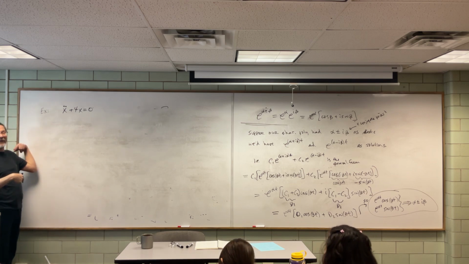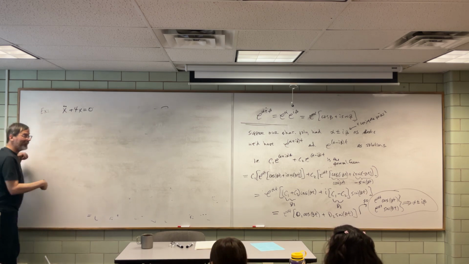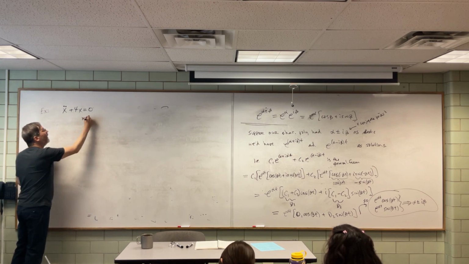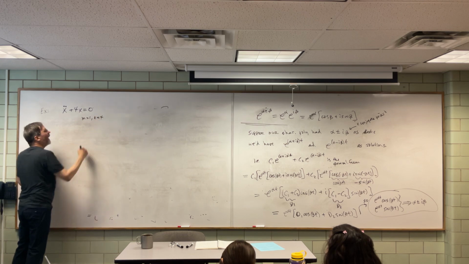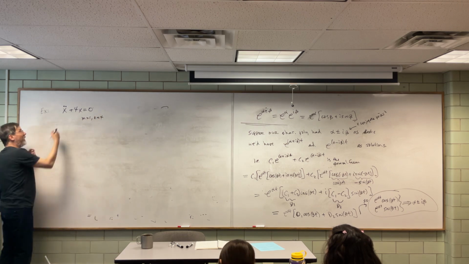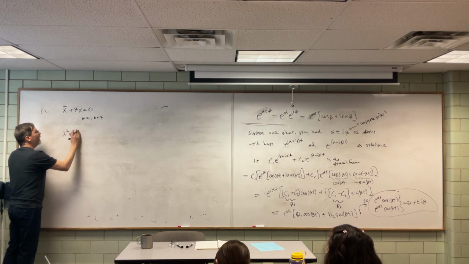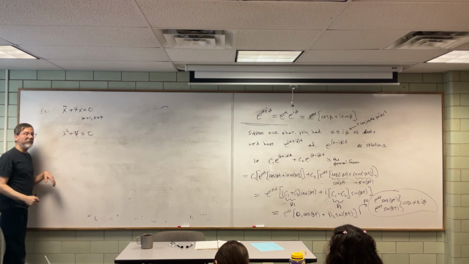Undamped mass spring system. Yay! K is 4, M is 1. Whatever that means. Got a mass spring system. So what's my characteristic polynomial? Lambda squared plus 4 equals 0.